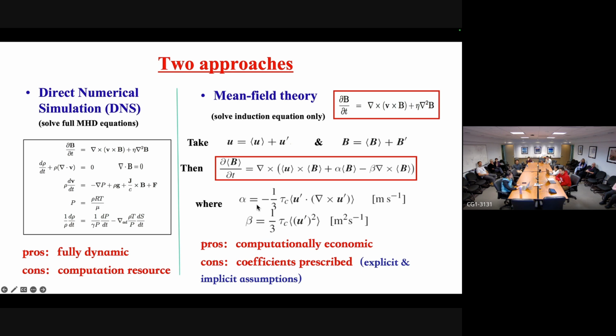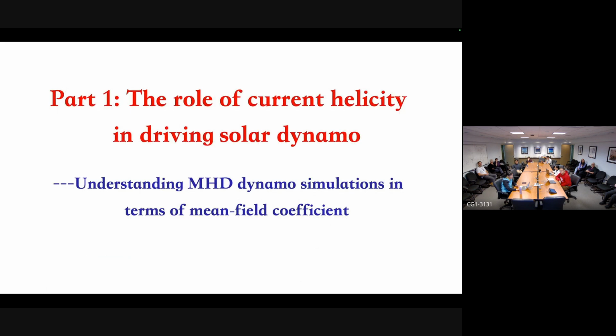This alpha coefficient is related to the kinetic helicity, and this beta effect is related to the kinetic energy of small-scale velocity. So basically that means it has a lot of either explicit or implicit assumptions in this approach. So basically what I'm trying to do is to connect these two approaches, to understand our dynamo problem.